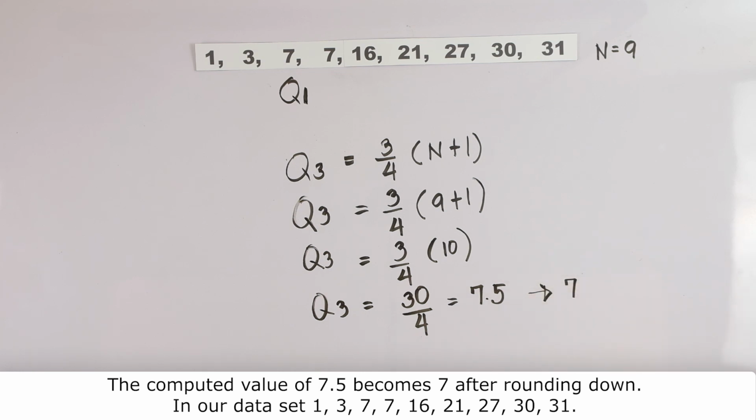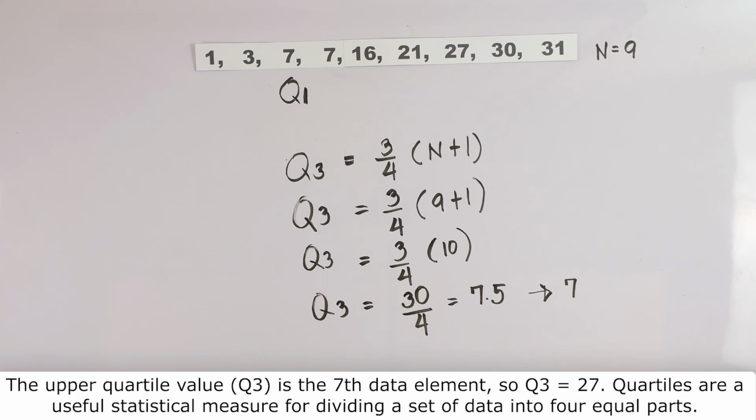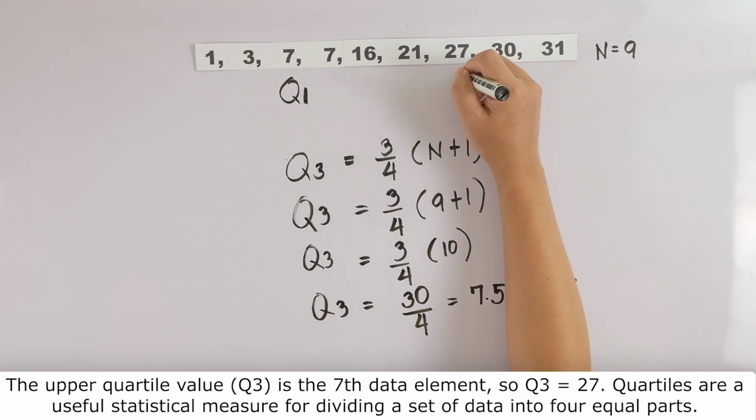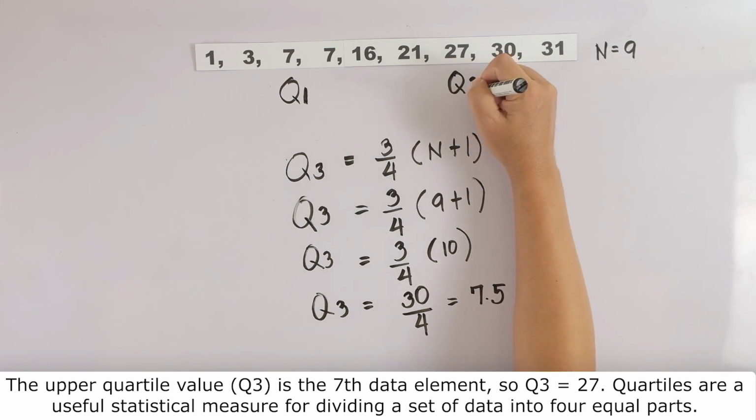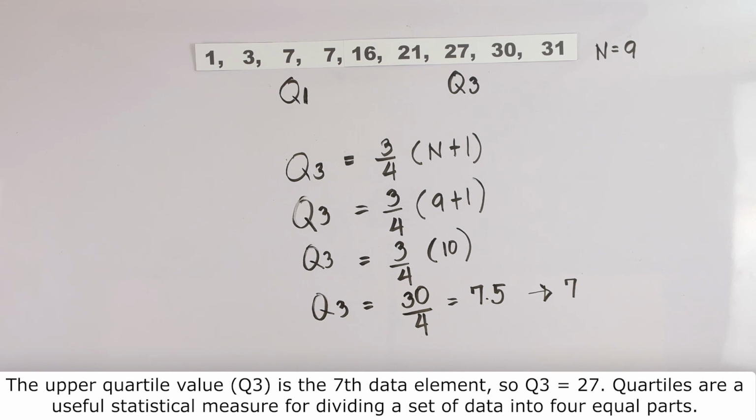So in our data set with the numbers 1, 3, 7, 7, 16, 21, 27, 30, and 31, the upper quartile value, or quartile 3, is the 7th data element. So we can say that our Q sub 3 is 27.